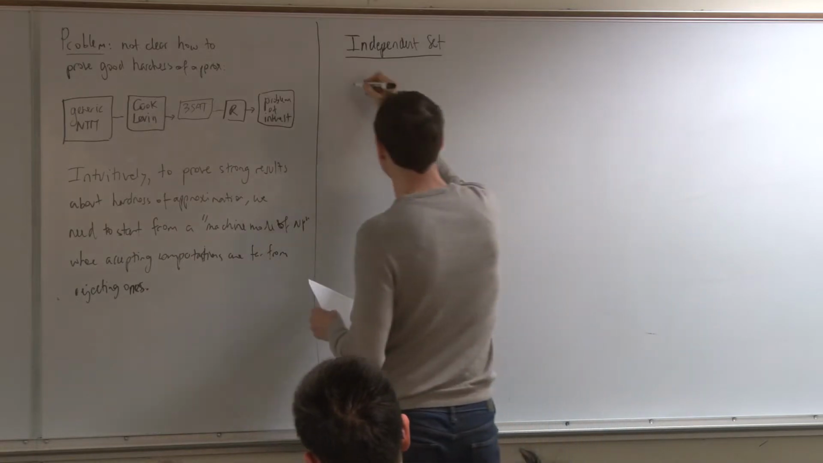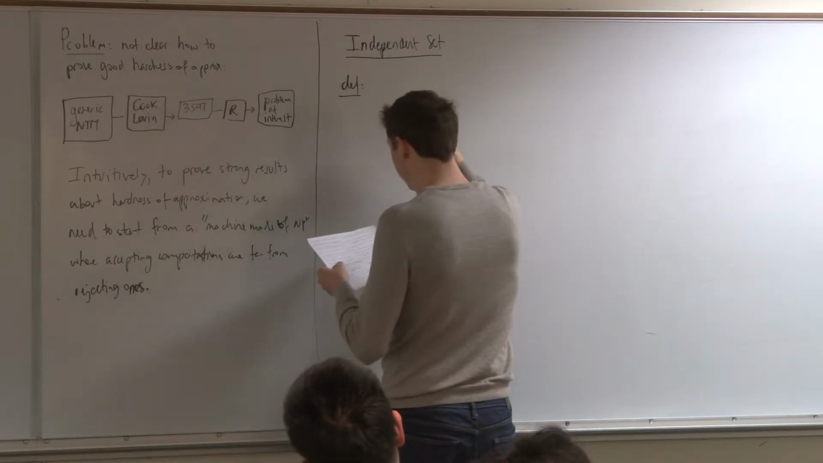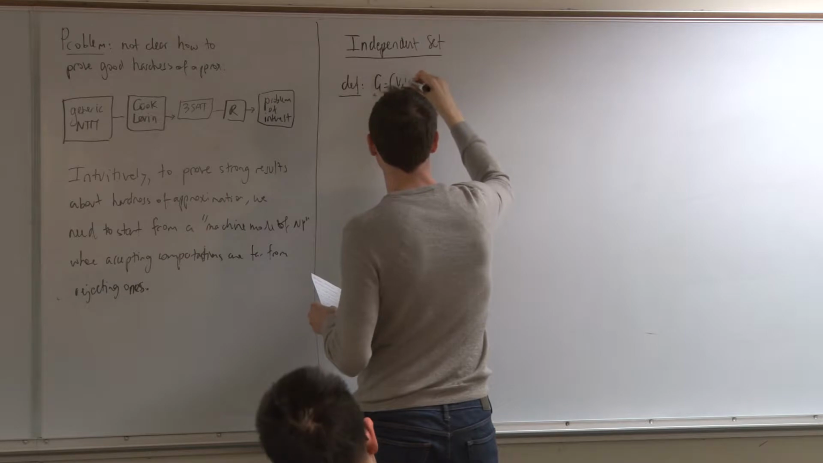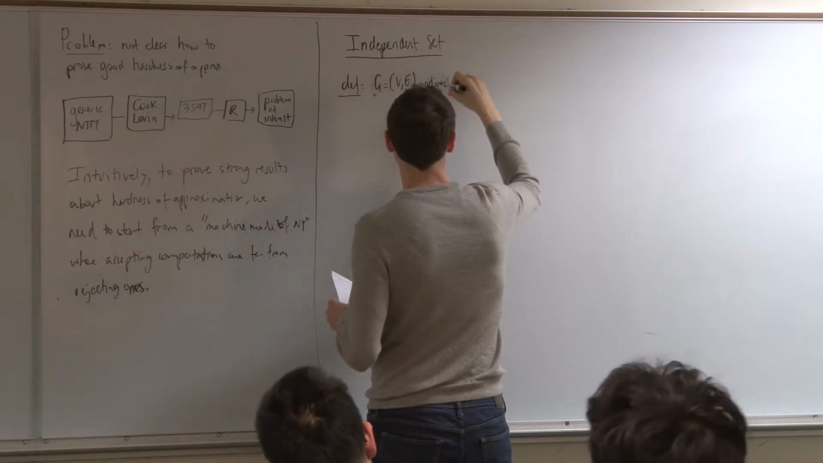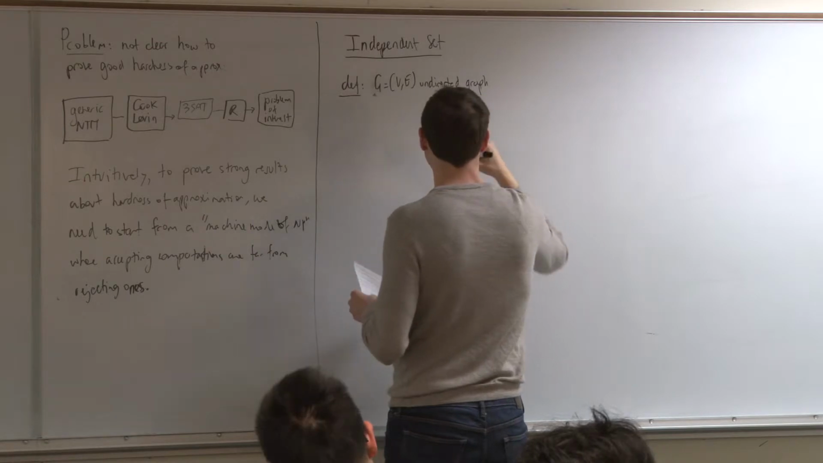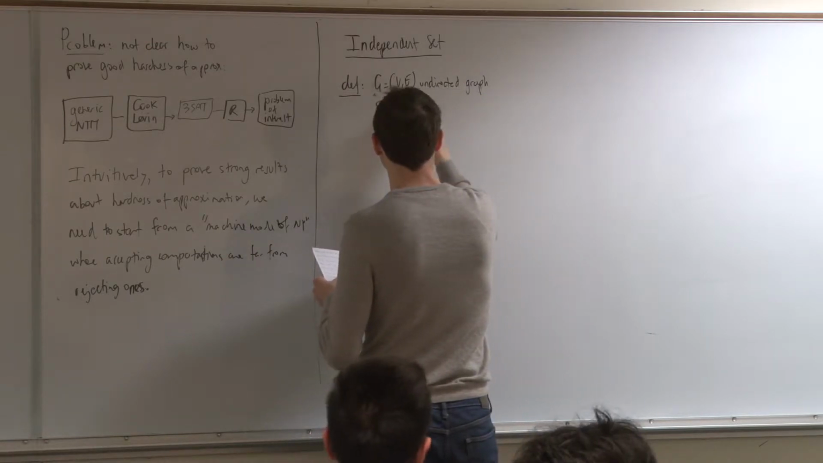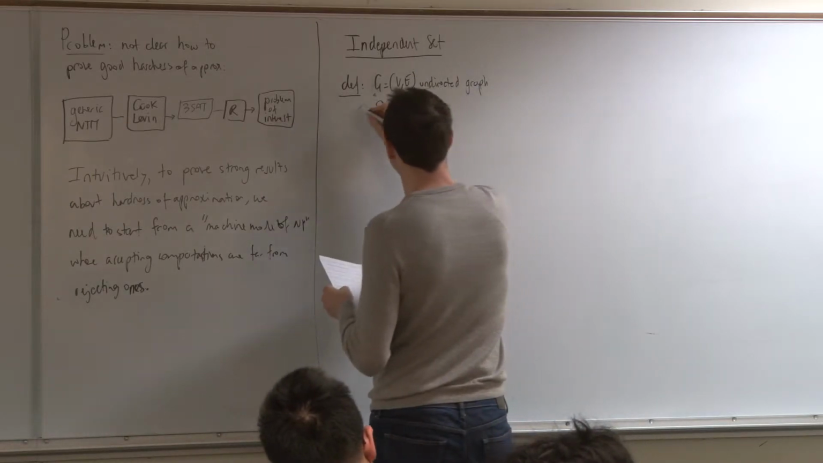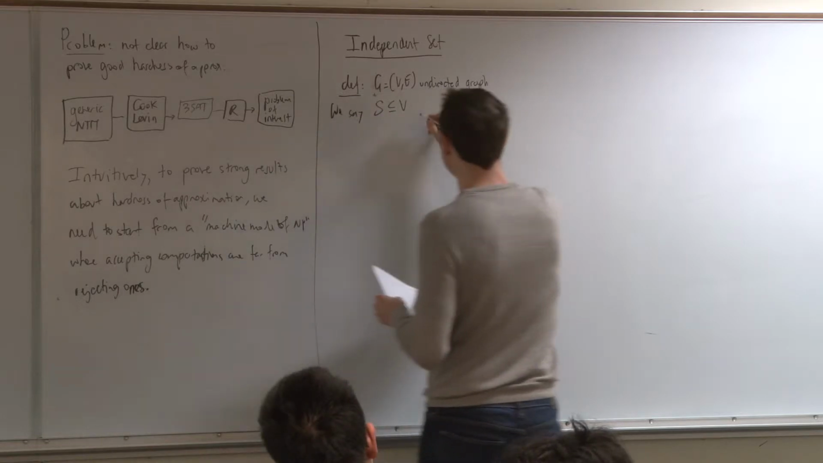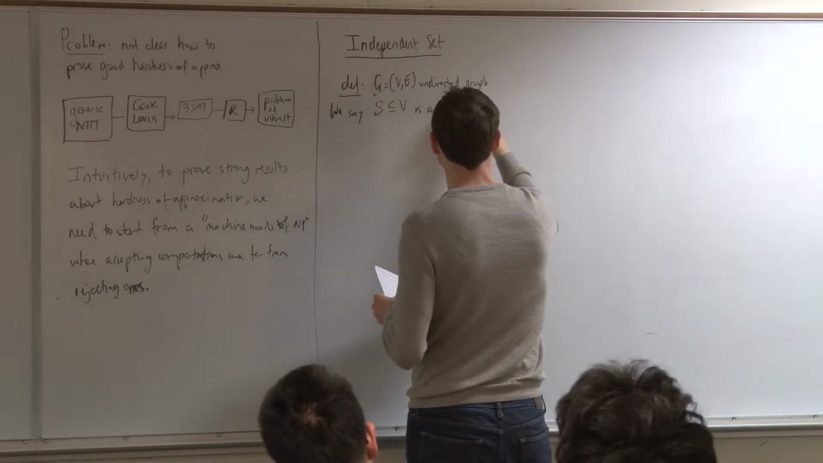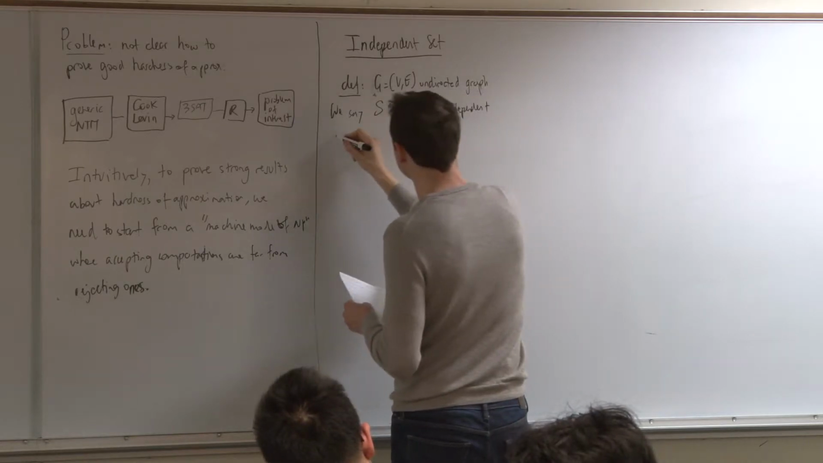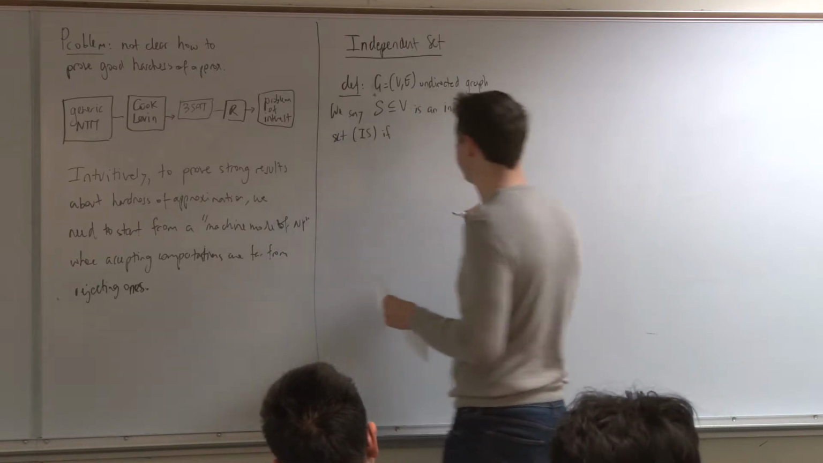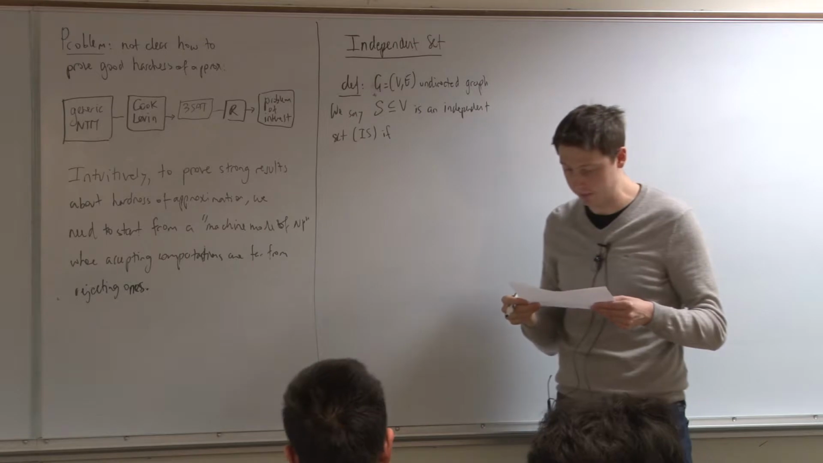Okay, so let me remind you what independent set is. Given an undirected graph and a subset of the vertices, we say that a subset of the vertices is an independent set. I'll just write independent set as IS. If what? Does anybody remember what is an independent set?